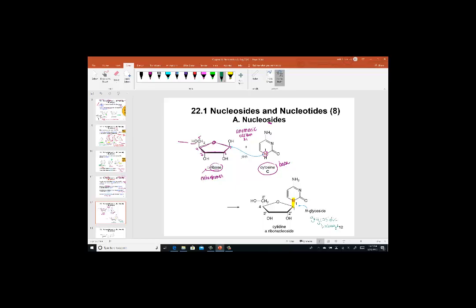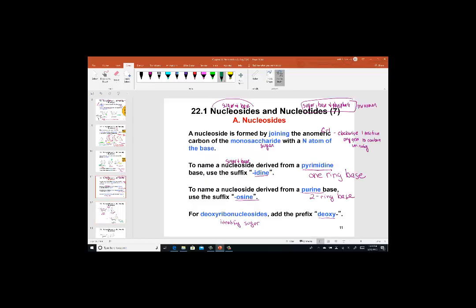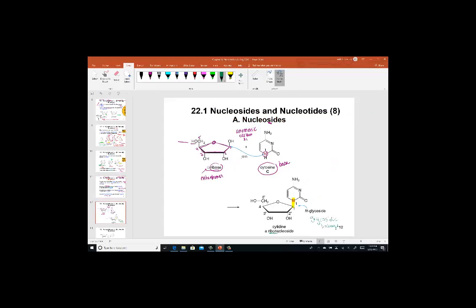So we're going to put this together. We just drew a nucleoside. The sugar itself is ribose. So I don't hear anything about the sugar in the name, and we're just simply going to change the cytosine to cytidine. Remember this slide here. If the base that we're drawing is a 1-ring base, which means it's a pyrimidine derivative, the base is now going to end with idine, and you're naming the nucleoside cytidine. That's it. That's the name of the nucleoside, cytidine.